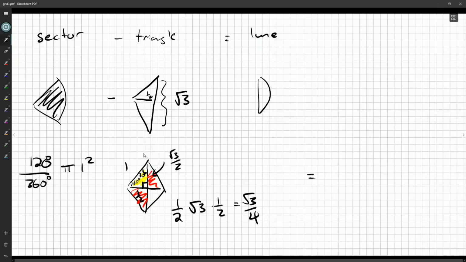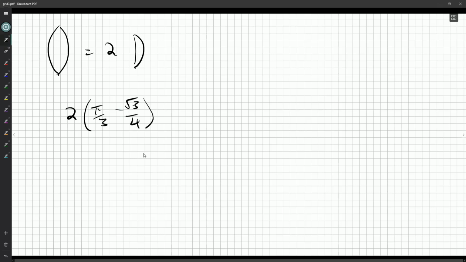So that's what? Pi by 3 minus root 3 over 4. So now I just want to double that. So 2 times pi by 3 minus root 3 over 4. And then we want to subtract off that circle inside. So subtract off pi by 4.